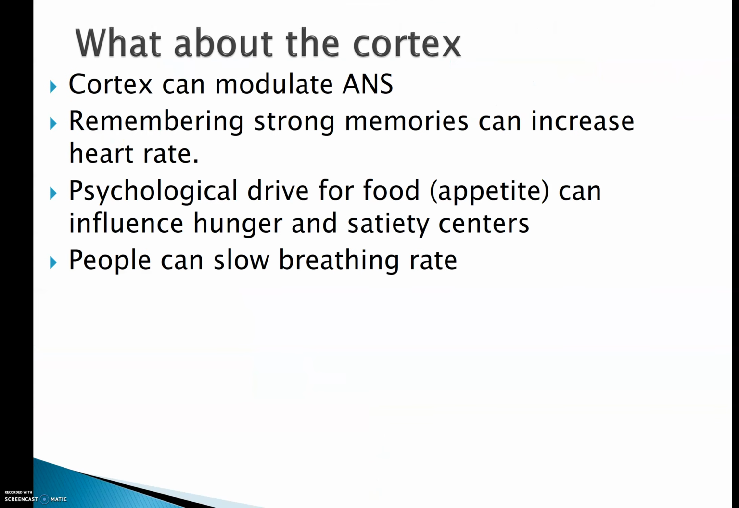Now the cortex, it can modulate it. Strong memories can increase heart rate. A psychological drive for food can increase hunger. People can manually slow their breathing rate. So the limbic system and the upper areas of the cortex can override these things somewhat, but not completely.